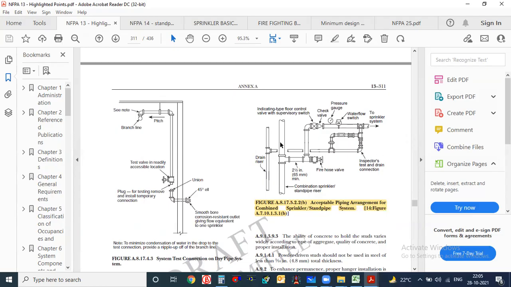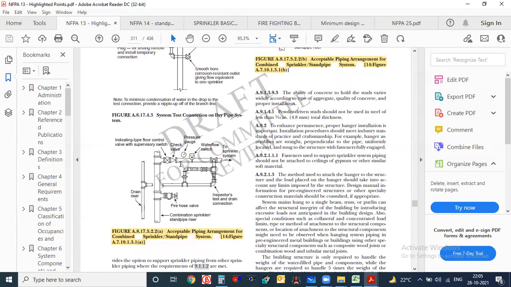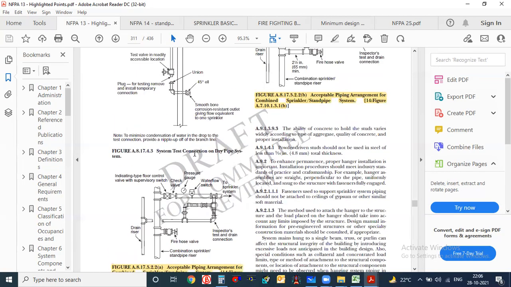But by saying this, you can understand that this is one pipe. This particular portion is going to the fire hydrant system. This particular portion is going to the sprinkler system. And this particular portion is coming from the sprinkler system for drainage purposes. This is one arrangement and this is another arrangement, so there are two types of arrangement. We will discuss this later.